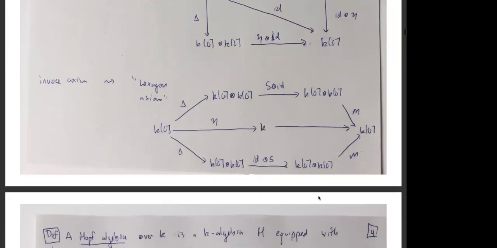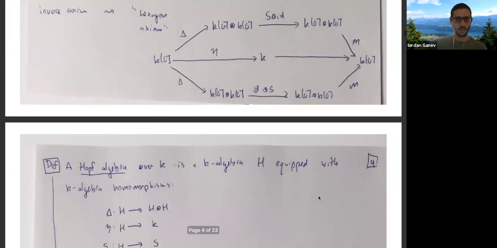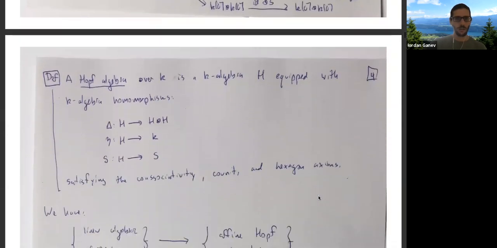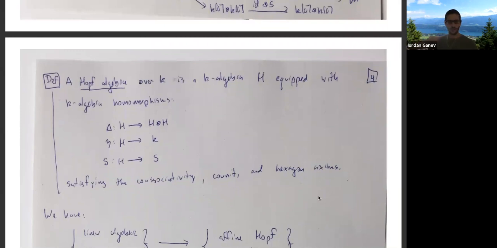All right, so we can take all these translations and bundle them together into a new notion, which is called a Hopf algebra. A Hopf algebra over K is, first of all, a K algebra H, equipped with these maps. It's very important that these maps are K algebra homomorphisms. First of all, we have the coproduct, H to H tensor H, with H tensor H being a K algebra with the coordinate-wise multiplication.